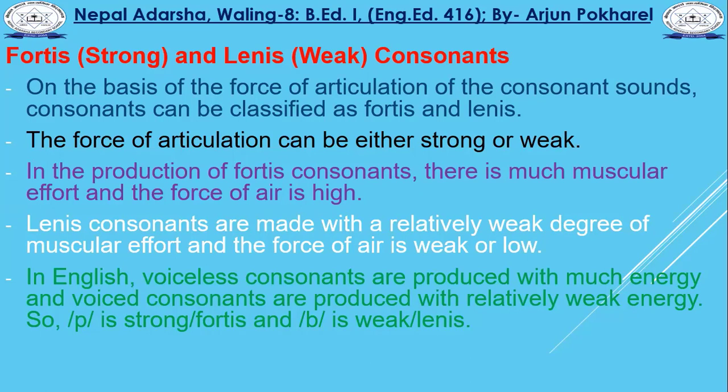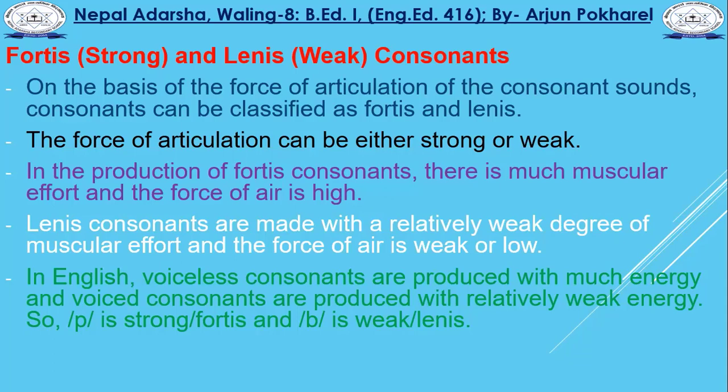That's why in English we have the classification of consonants as fortis and lenis as well. This type of classification is on the basis of force of articulation. So pa is strong or fortis, and ba is weak or lenis. And in the same way, we also describe the other remaining consonants of English.